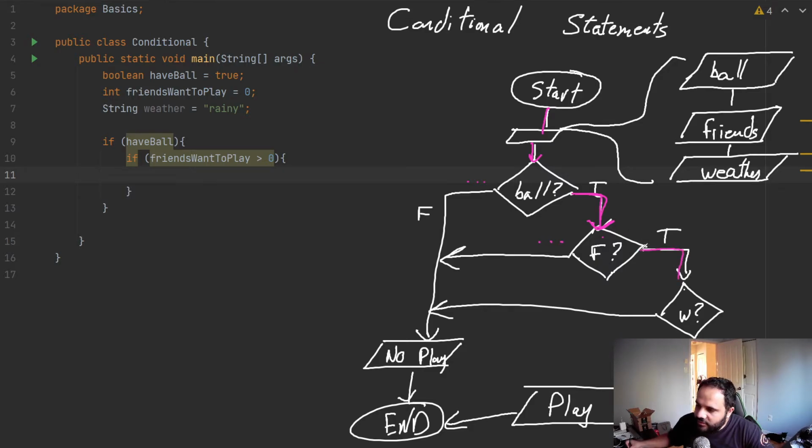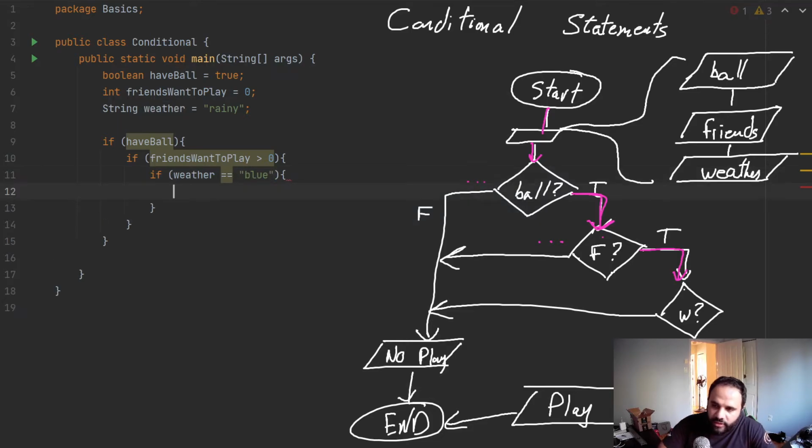And then we got another question. Is the weather correct? So let's say if the weather is blue, right? I'm going to say it like this. It's not the correct way of doing a string comparison, but we'll come back to that later. Again, string is a bit special. For now, we're going to leave it like that. It's perfectly fine. So if the weather equals blue, so if it's true, then we want to say play. Right? And all of these other cases, I want to say no play.